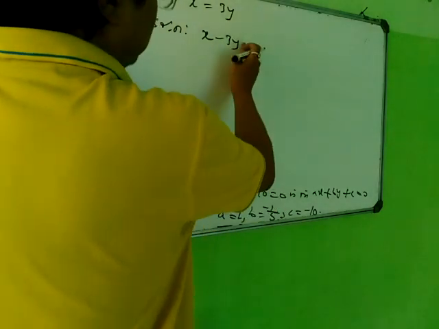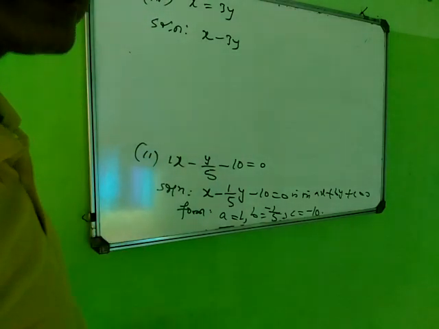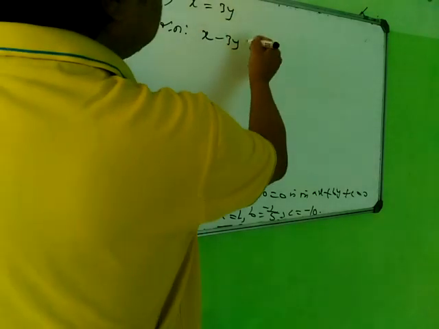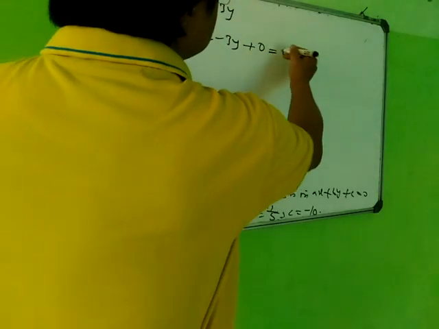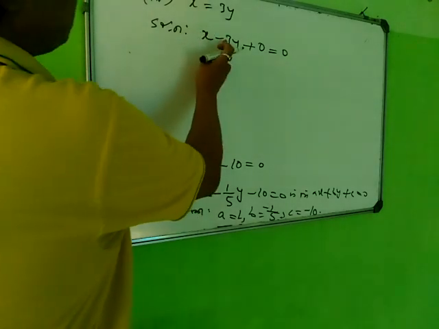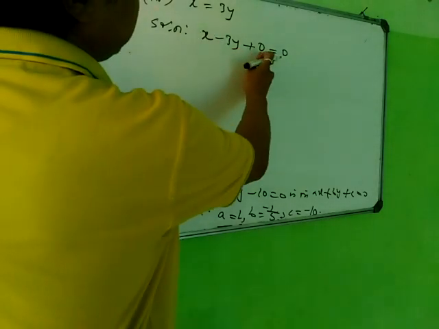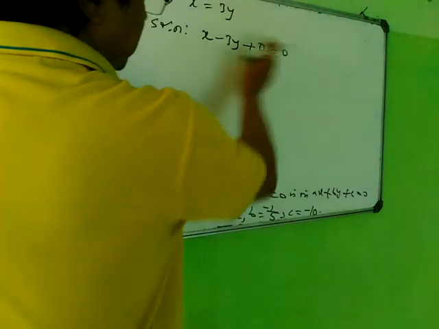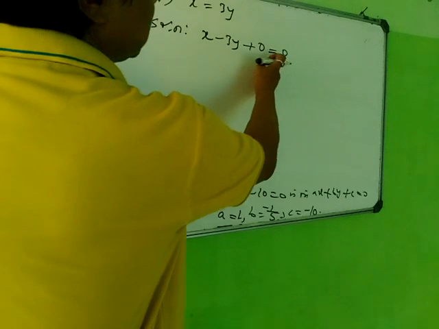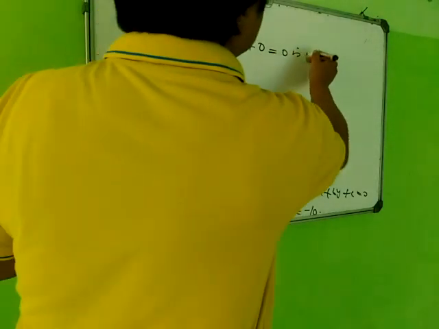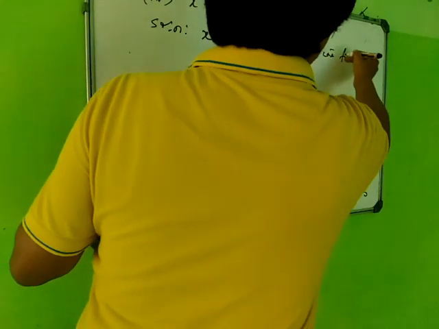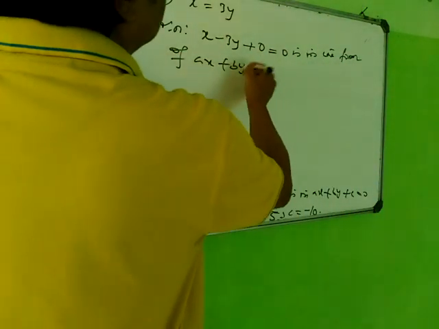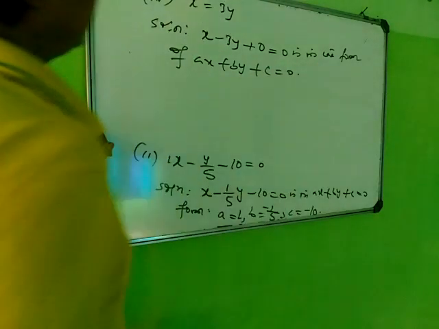Then yes, there is no constant. Constants are the numbers like minus 2, 7, 1 by 5. These are called constants. So as there is no constant, you can take 0. So ax, by, this is c. As there is no constant, you will take it as 0 equals to 0. So ax plus by plus c equals to 0. So it is in the form of ax plus by plus c equals to 0.